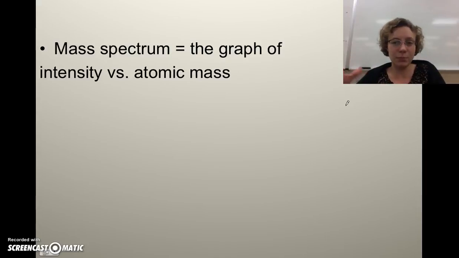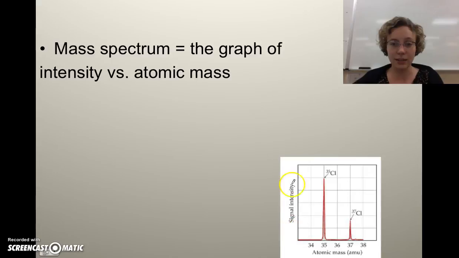The information that the computer spits out is called a mass spectrum. Spectrum is singular, I think, and then spectra is plural. So the mass spectrum is the graph of intensity versus atomic mass. Anytime you see something written like this, intensity versus atomic mass, the first one is on the y-axis and the second one is on the x-axis. So this is a graph where our intensity is on the y and atomic mass is on the x. For this particular example, it might look something like this.